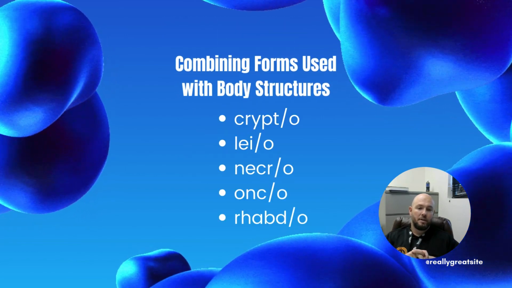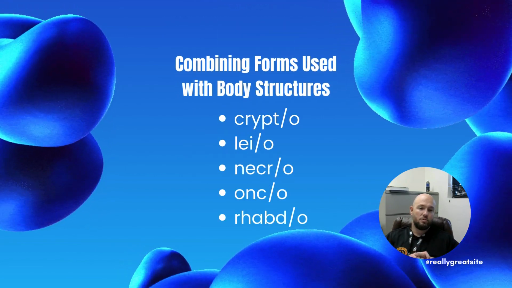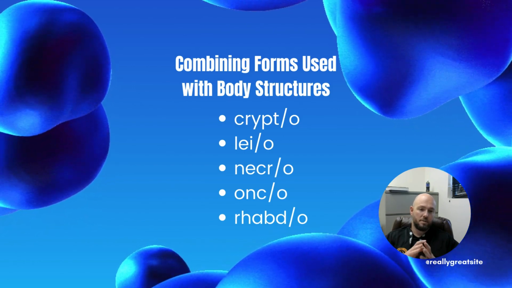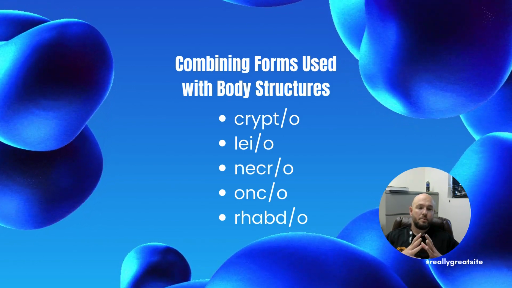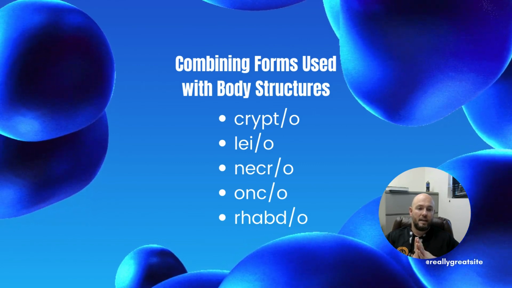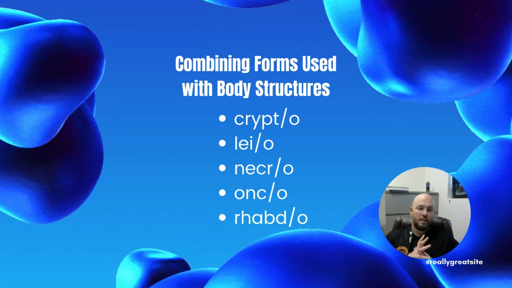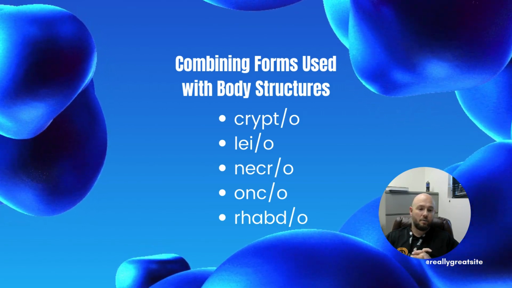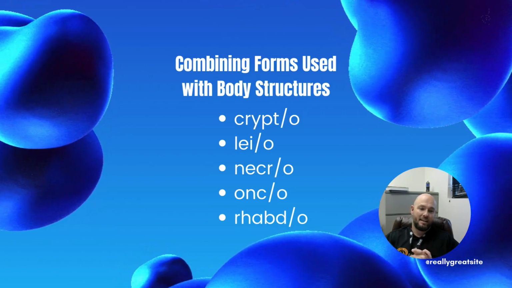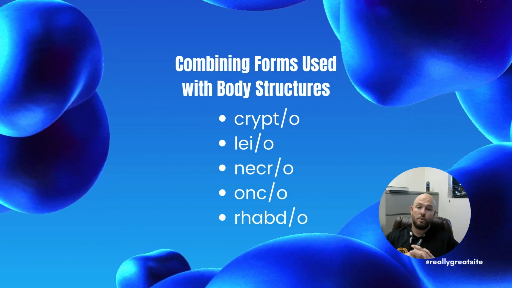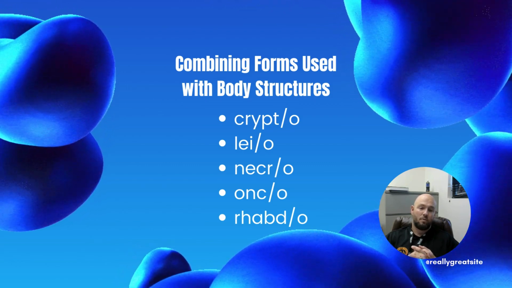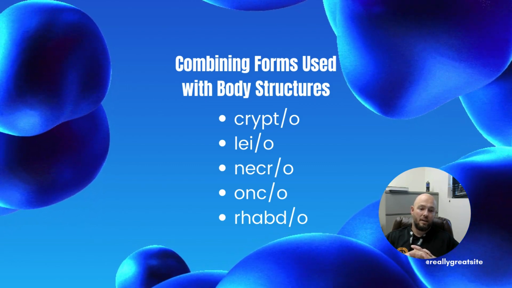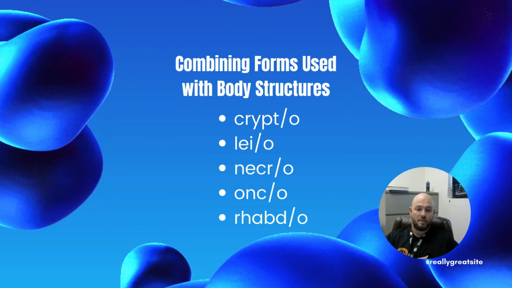These are some common combining forms you might see used with body structure terms. Crypto is referring to something hidden or secret. Leio is referring to something smooth. Necro means dead. Onco is tumor or mass. And rhabdo is striated or rod-shaped.